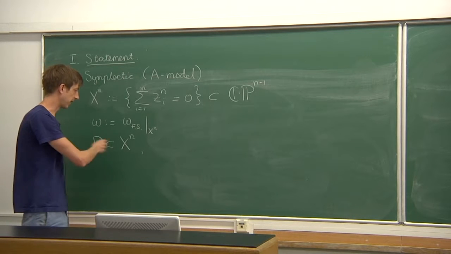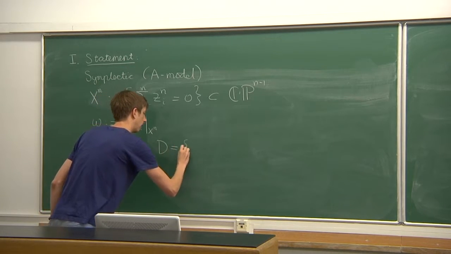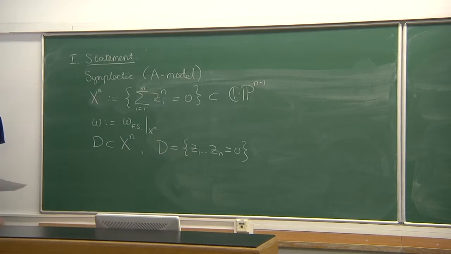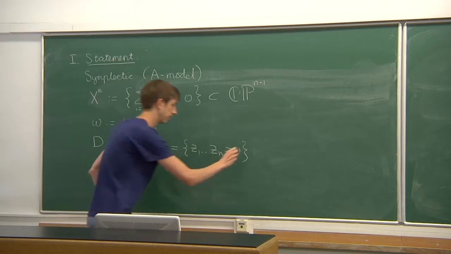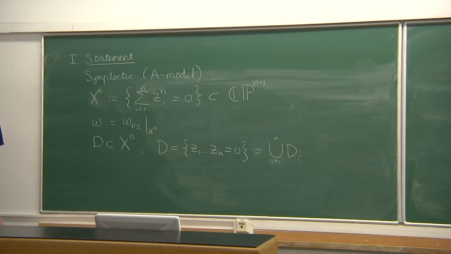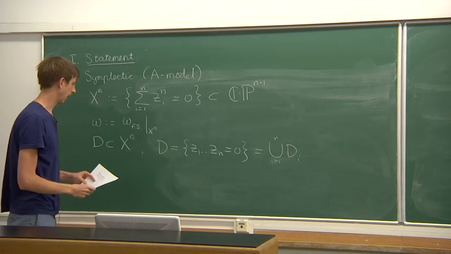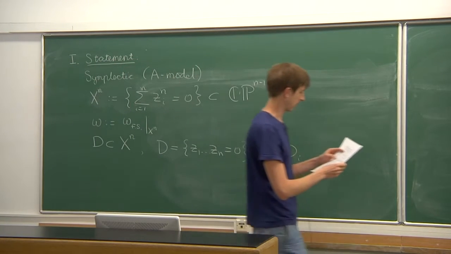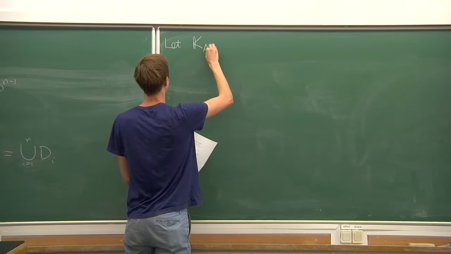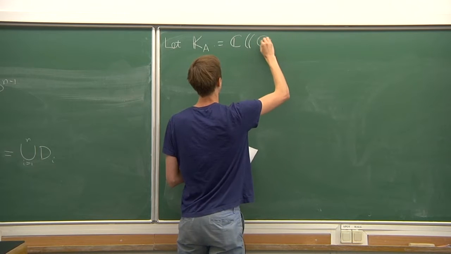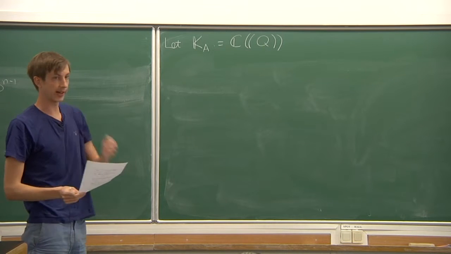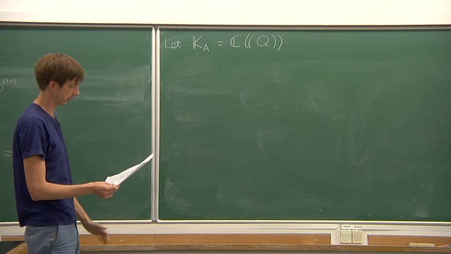So we're going to consider a divisor inside here, which is just given by the union of the coordinate hyperplanes. So it has n irreducible components, which are the n hyperplanes. The coefficient field that we're going to work over and define our categories over is a formal Laurent series field in one variable.